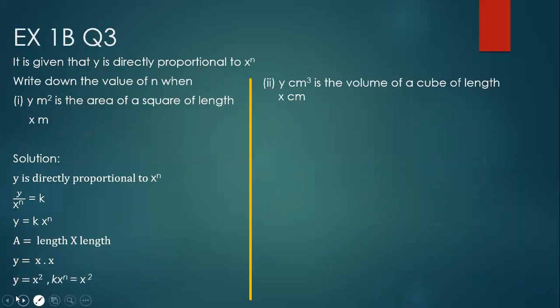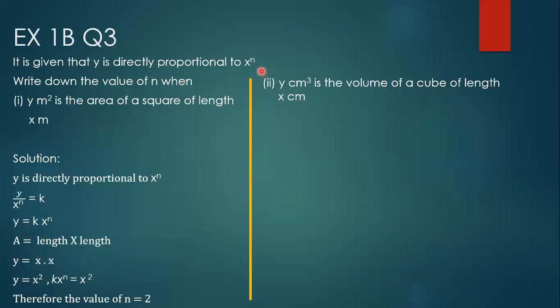If y is x square, and here you wrote y is equal to k x power n, what is the power here of x? 2. So that means the value of n will be 2. Similarly, look at this question and try to solve this part, and I'm going to do it right in front of you. The question remains the same.